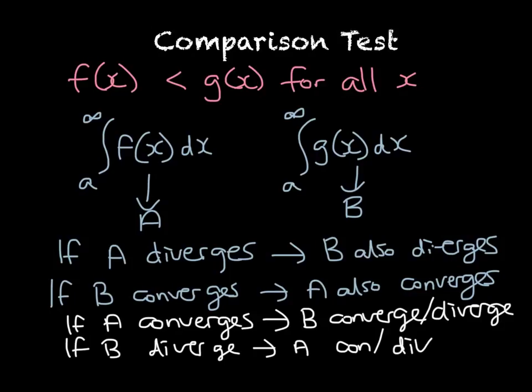Now this makes sense because if this diverges, where f of x is smaller than g of x, then if you're going to be integrating something even greater than that, then clearly that would also diverge. And you can use the same line of reasoning to figure out that if b converges, a also must converge because it's even smaller than b.